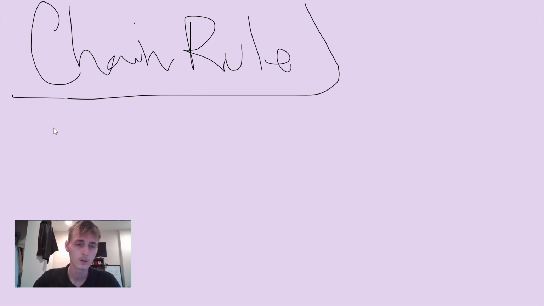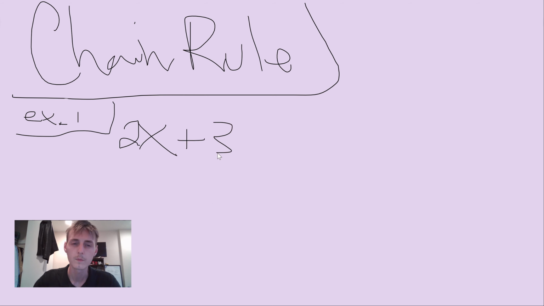So, example number 1. Let's start with x. We'll do 2x plus 3. Let's make this squared and let's add an x here. Alright, we can square this. So here we have our composite function.